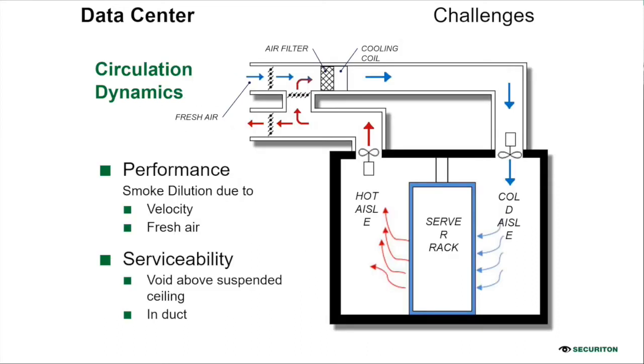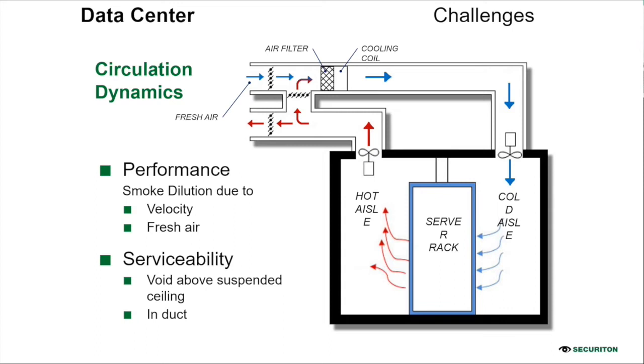Furthermore, if you can see rapid air circulation dynamics, fresh air added will definitely dilute the smoke to a level way below the alarm level of a point detector. Smoke gets further diluted by fresh air added into the recirculation path.